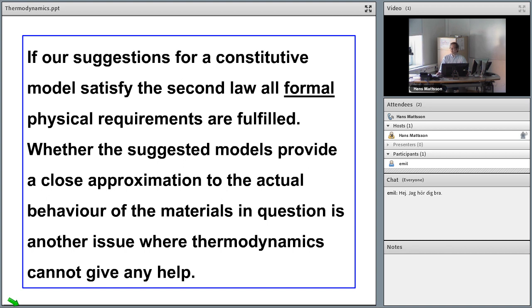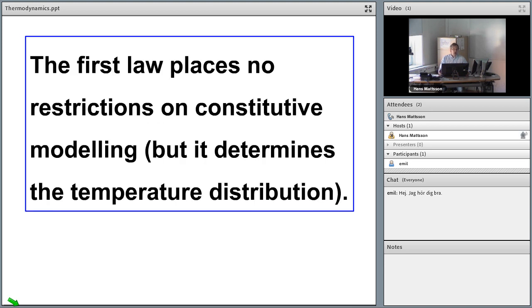Yeah. That's what this lecture is about, how we derive constitutive models from thermodynamical principles. So let's see how we do. The first law places no restrictions on constitutive modeling, but it determines the temperature distribution. So it's the second law of thermodynamics that should be fulfilled in constitutive modeling. But we get the heat capacity, heat flow equation from the first law, and we get the temperature distribution.